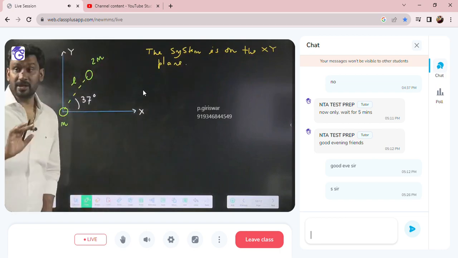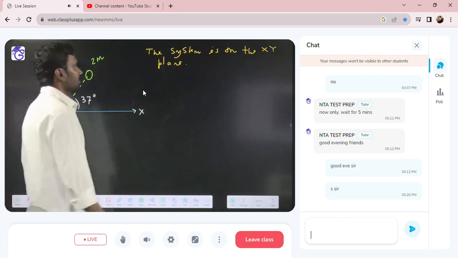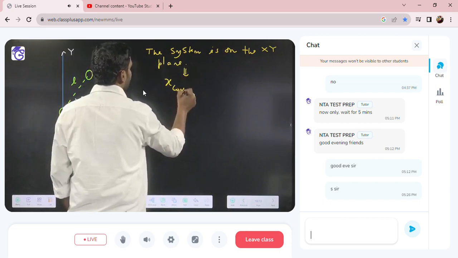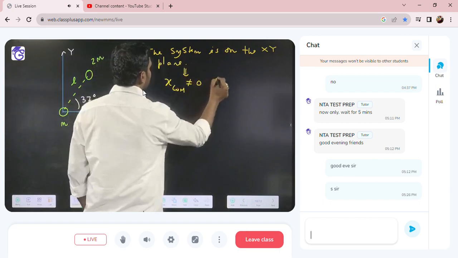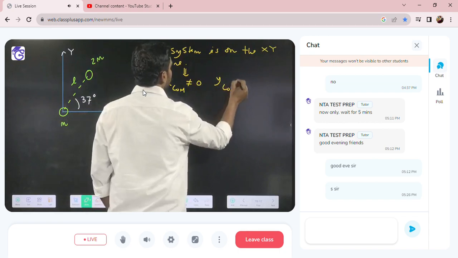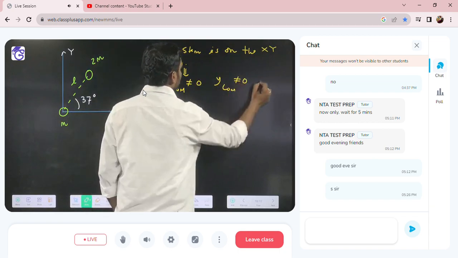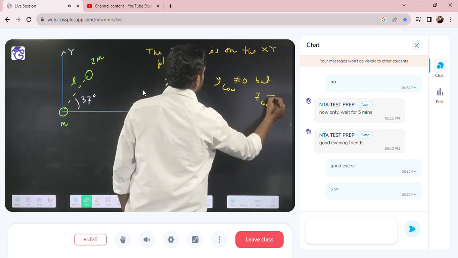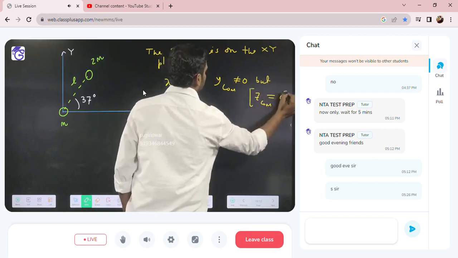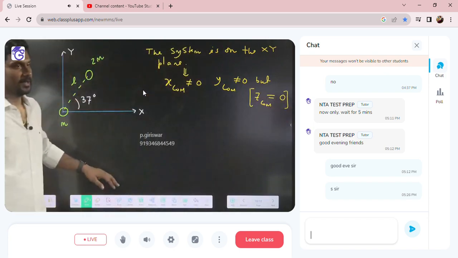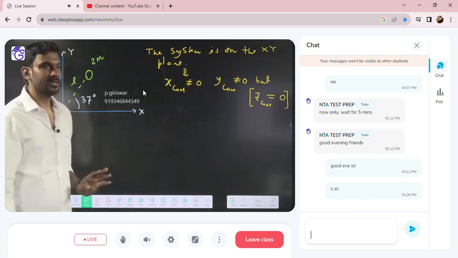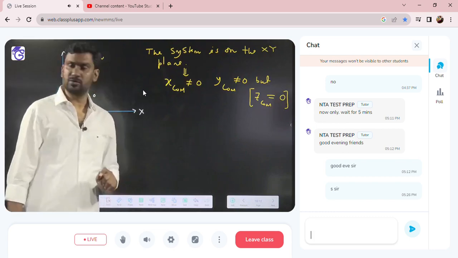The system is on the xy plane, correct? So if the system is on the xy plane, don't you think, boys and girls, x center of mass is not equal to 0, y center of mass is not equal to 0, but there is only one thing, z center of mass, which is equal to 0. Correct? So that means x and y center of mass will survive, right, boys and girls? X center of mass and y center of mass will survive.